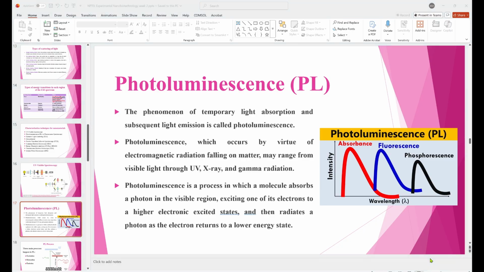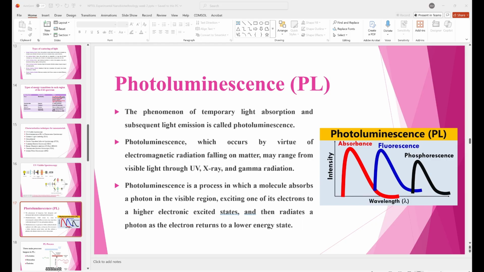So what is happening? The phenomenon of temporary light absorption and subsequent light emission is called photoluminescence. Photoluminescence, which occurs by virtue of electromagnetic radiation falling on matter, may range from visible light through UV, X-ray and gamma radiation. Photoluminescence is a process in which a molecule absorbs a photon in the visible region, exciting one of its electrons to a higher electronic excited state, and then radiates the photon as the electron returns to a lower energy state. So this phenomenon we will see in a very famous diagram, which is called the Jablonski diagram. We'll come to that Jablonski diagram.